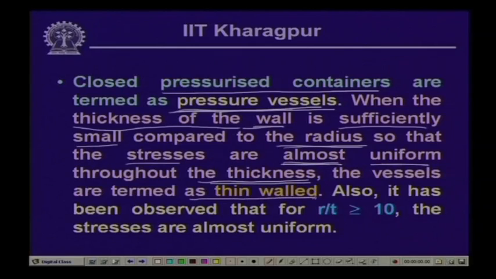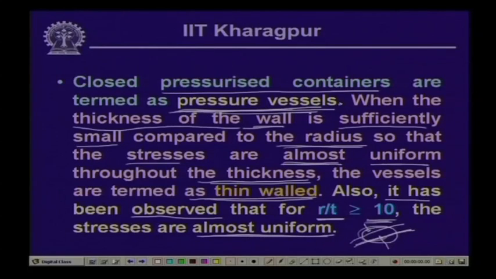If you look across the thickness, the change in the stresses is significantly small, and that is the reason we call this type of vessels thin walled vessels. It has been observed that if the radius to thickness ratio, r by t, is greater than or equal to 10, then the stress distribution across the thickness of the wall is significantly small. That means we presume that the stress everywhere is the same or uniform, and we consider that as a thin walled pressure vessel.